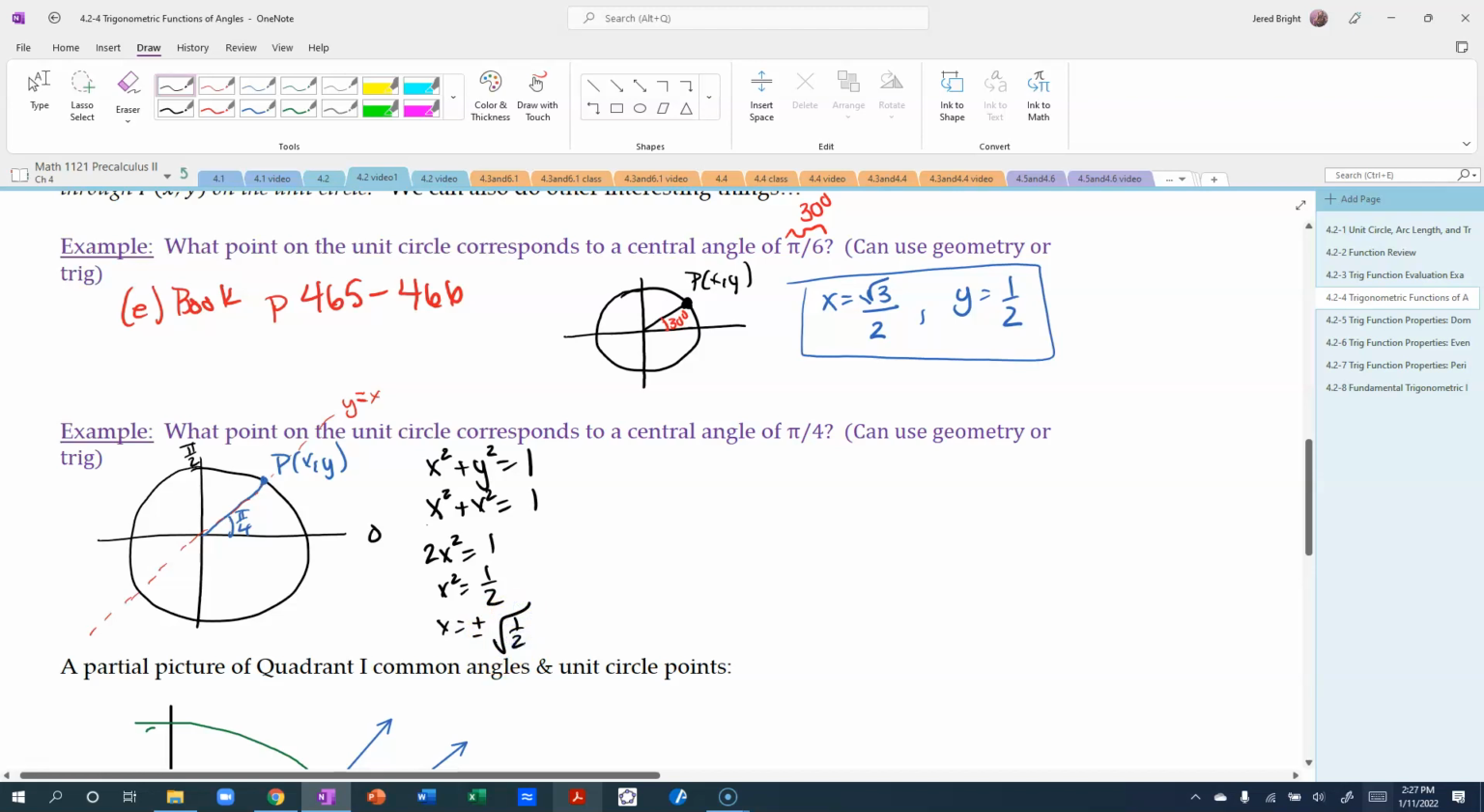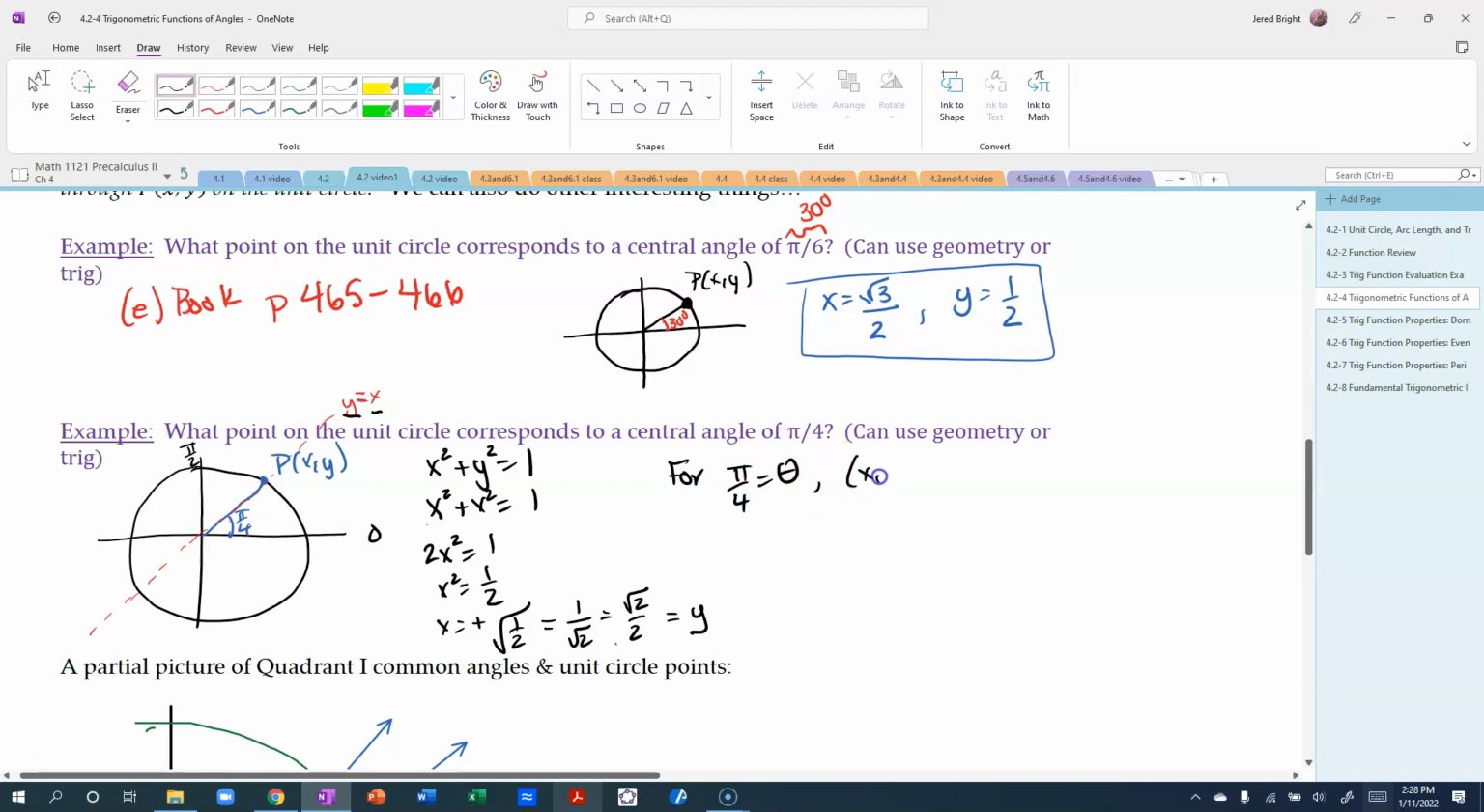1 over 2. Since I'm in the first quadrant, though, I'm only going to use the positive component because x can only be positive there. Okay, and if I simplify this down, this would be 1 over square root of 2, and then rationalizing, I'd get square root of 2 over 2. But nevertheless, I found what x is, and then this is exactly y, because again, y is equal to x when I'm at pi over 4.